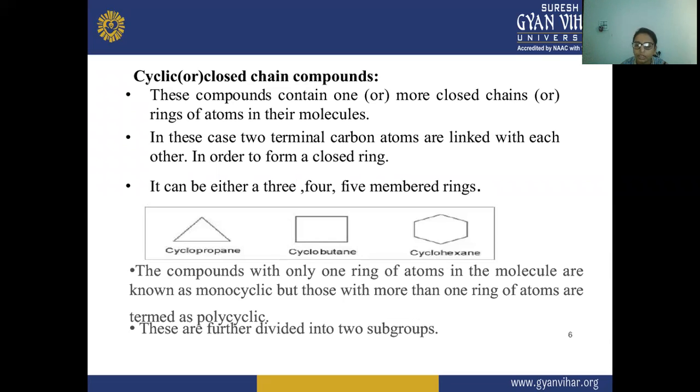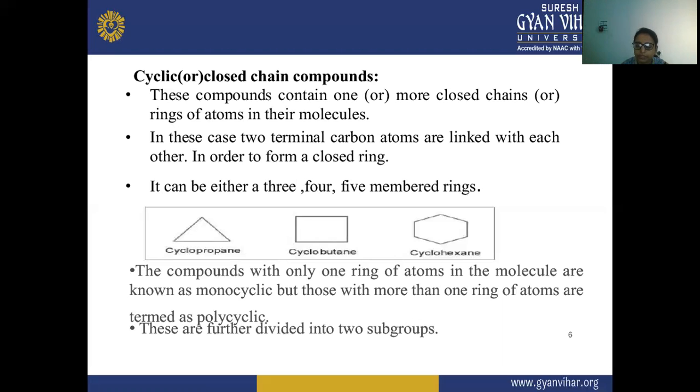And in these cases, if two terminal carbon atoms, the ends of the carbon chain, are linked with each other to form a bond, then they are forming a closed ring. So two terminal carbon atoms are linked with each other, and in this order they form a closed chain.